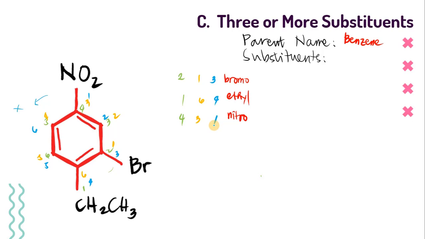So, how to know if lowest number is possible? We'll get a sum. 2 plus 1, 3 plus 4, 7. 1 plus 3, 7 plus 3, 10. And 3 plus 4, 7 plus 1, 8. So, the smallest combination yielding the smallest sum, kani. So then our name would be 2-bromo. Let's use the green.